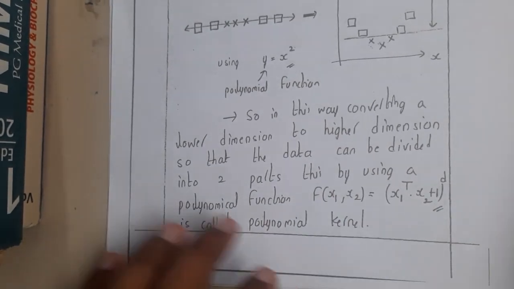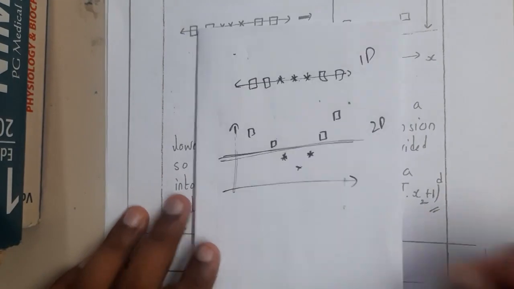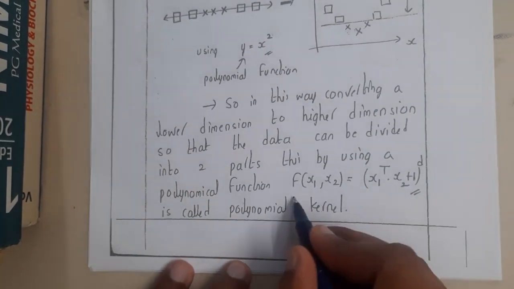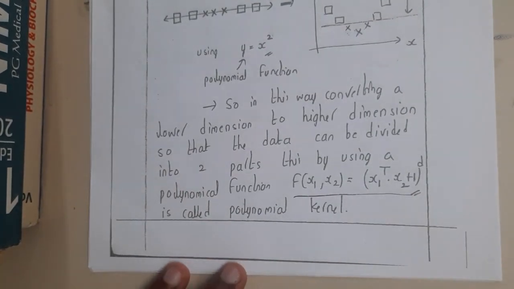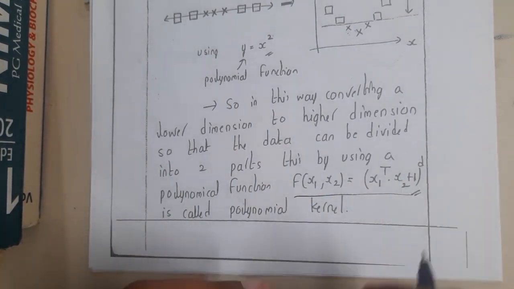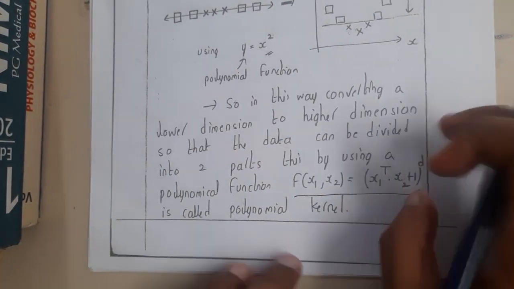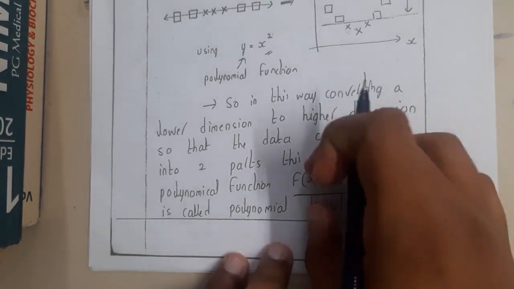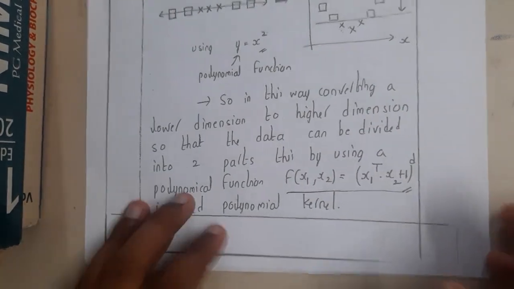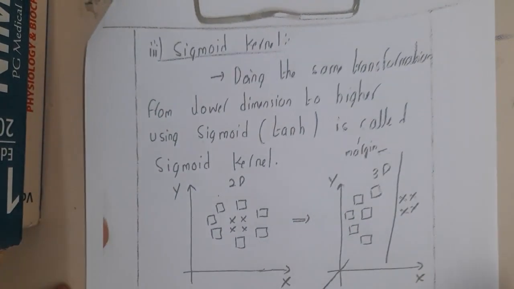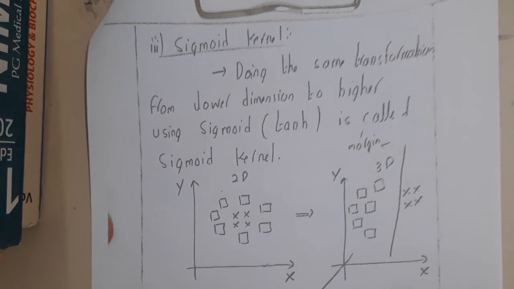How did I move them exactly below and above? Some functions will be there, guys. We'll be doing some matrix multiplications, and this concept is a bit in depth, so I just wrote the formula here. Using these kinds of formulas we will do this kind of manipulation. The next type of kernel is nothing but the sigmoid kernel, guys.